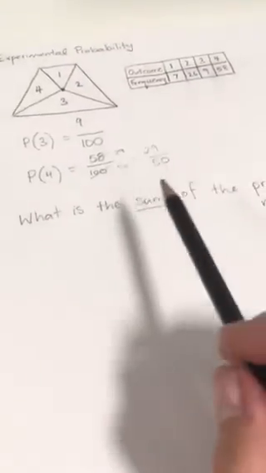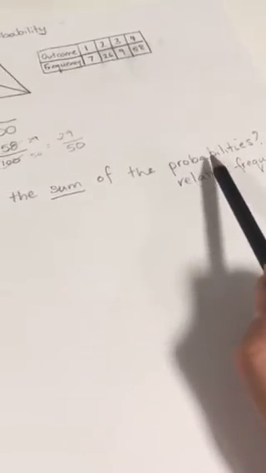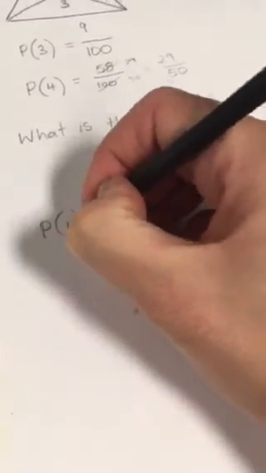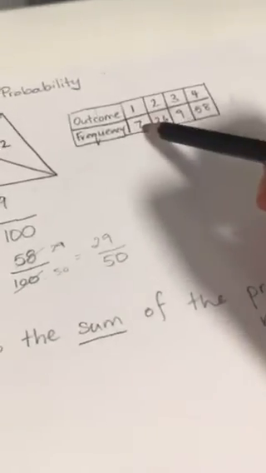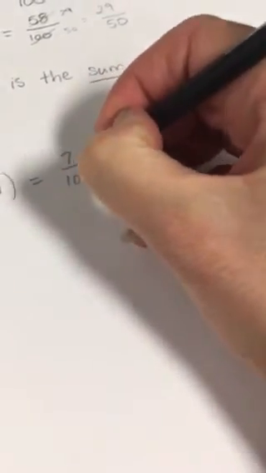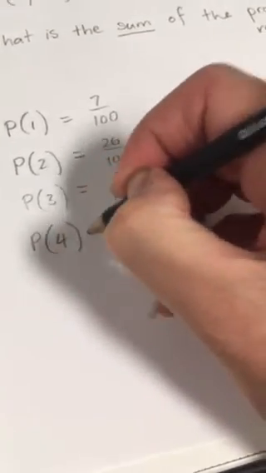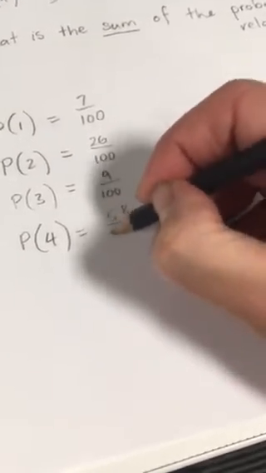So that's just saying, okay, I want to know if I look at every single outcome, every single probability, what is the total? So I'll need to find out the probability of 1, which was equal to 7 out of 100 trials. I'll need the probability of 2, which is equal to 26 out of 100 trials. I've already worked out 3 and 4. The probability of 3 was 9 out of 100. And the probability of 4 was 58 out of 100.